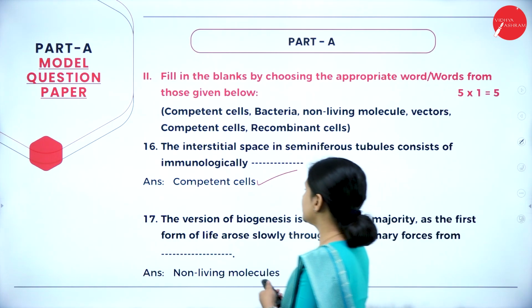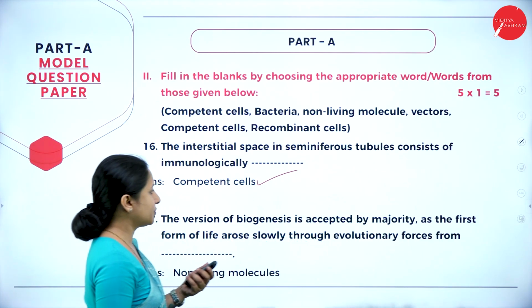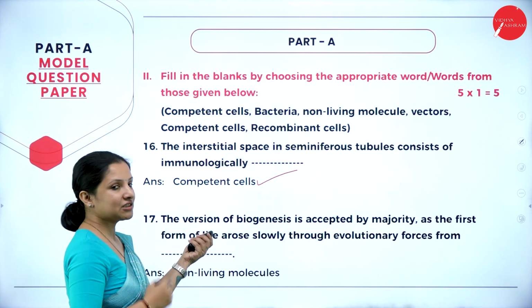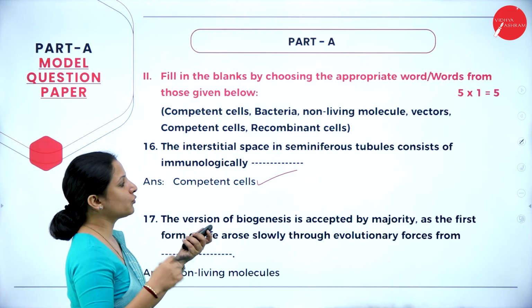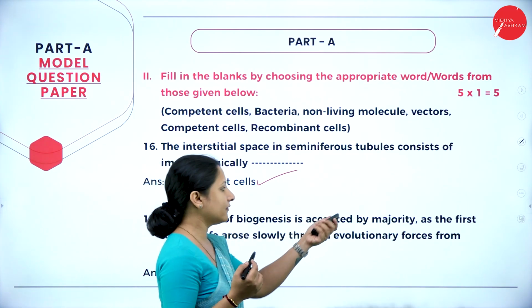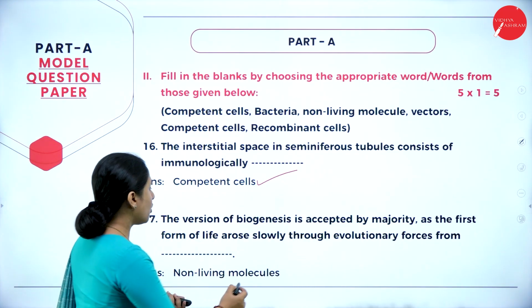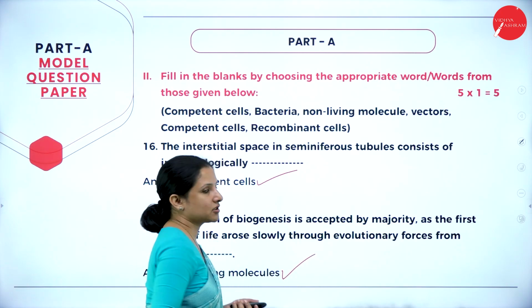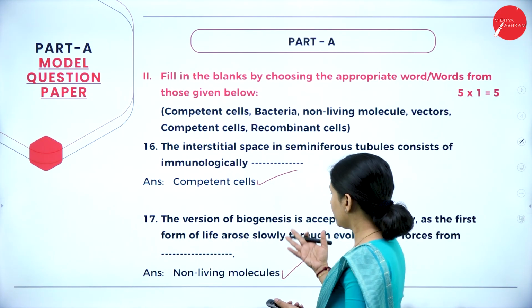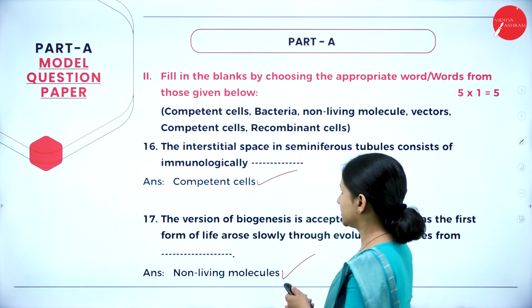Next question, the version of biogenesis accepted by the majority. So this is an evolution related question. Biogenesis means formation of new life, and the version accepted by the majority is that the first form of life arose slowly through an evolutionary process from non-living molecules. So these scientists or philosophers believe that new organisms evolved from non-living molecules.